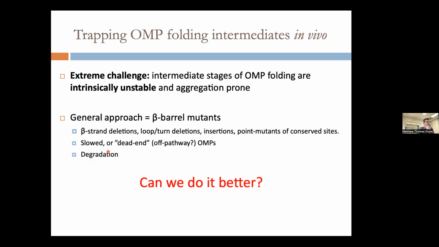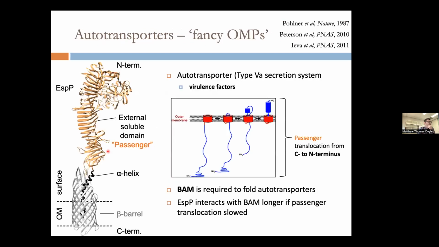So my take on this was, could we do this better? I started with a type of OMP which I call fancy OMPs. These are autotransporter proteins. It's a massive family of OMPs, and it's the most common secretion system in gram-negative bacteria. It's just a beta barrel protein, like any other, but it also has an externally secreted soluble domain, which we call the passenger.